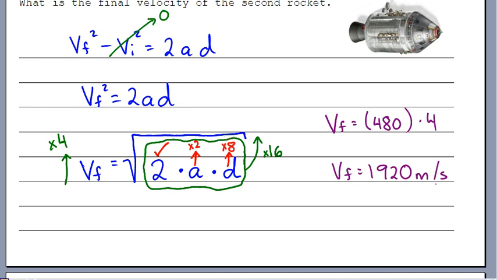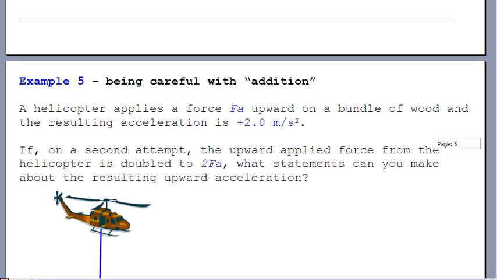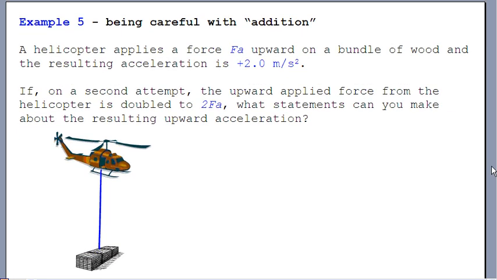Okay, that's working pretty good. Let's see what the next one entails. Oh, I got a little warning. Be careful with addition. Turns out it's actually going to be a subtraction, but addition and subtraction are both dangerous, and I want to show you why.